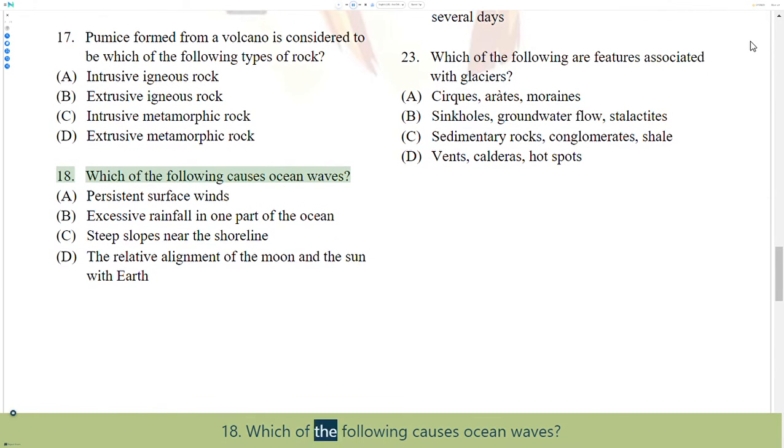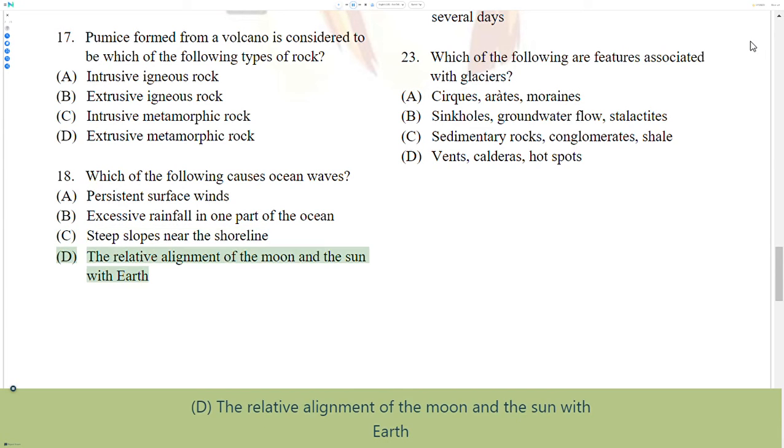18. Which of the following causes ocean waves? A. Persistent surface winds. B. Excessive rainfall in one part of the ocean. C. Steep slopes near the shoreline. D. The relative alignment of the Moon and the Sun with Earth.